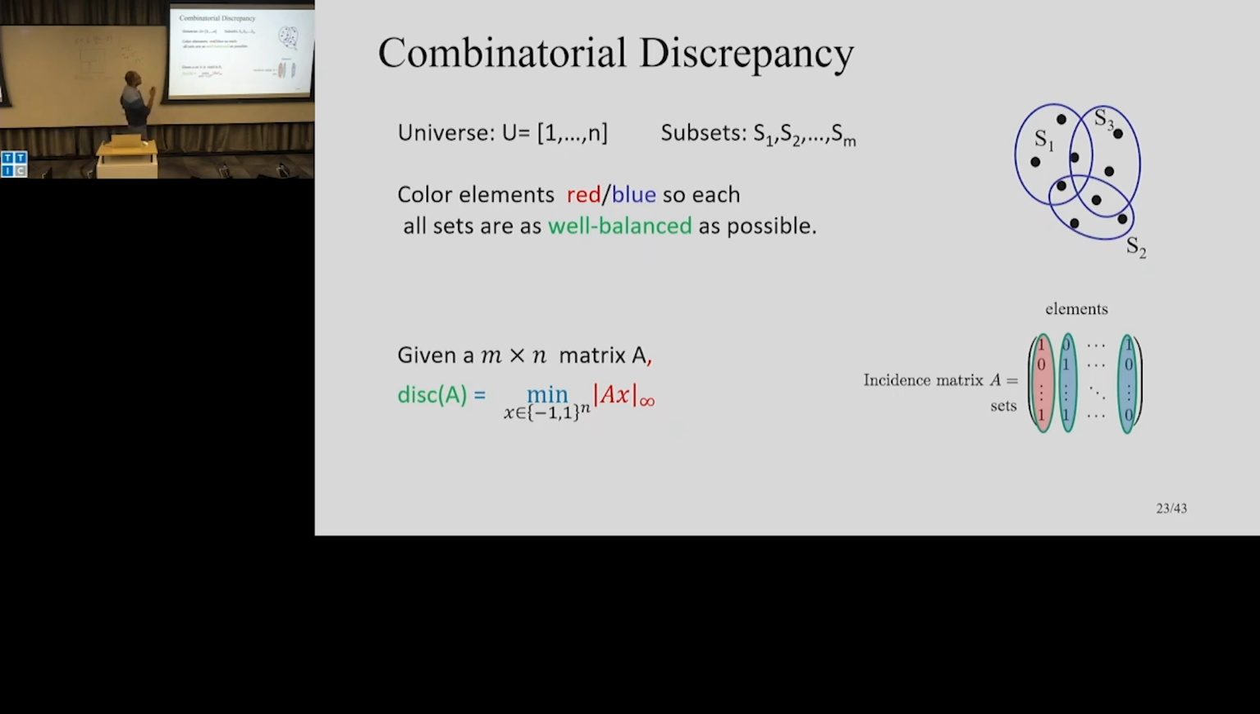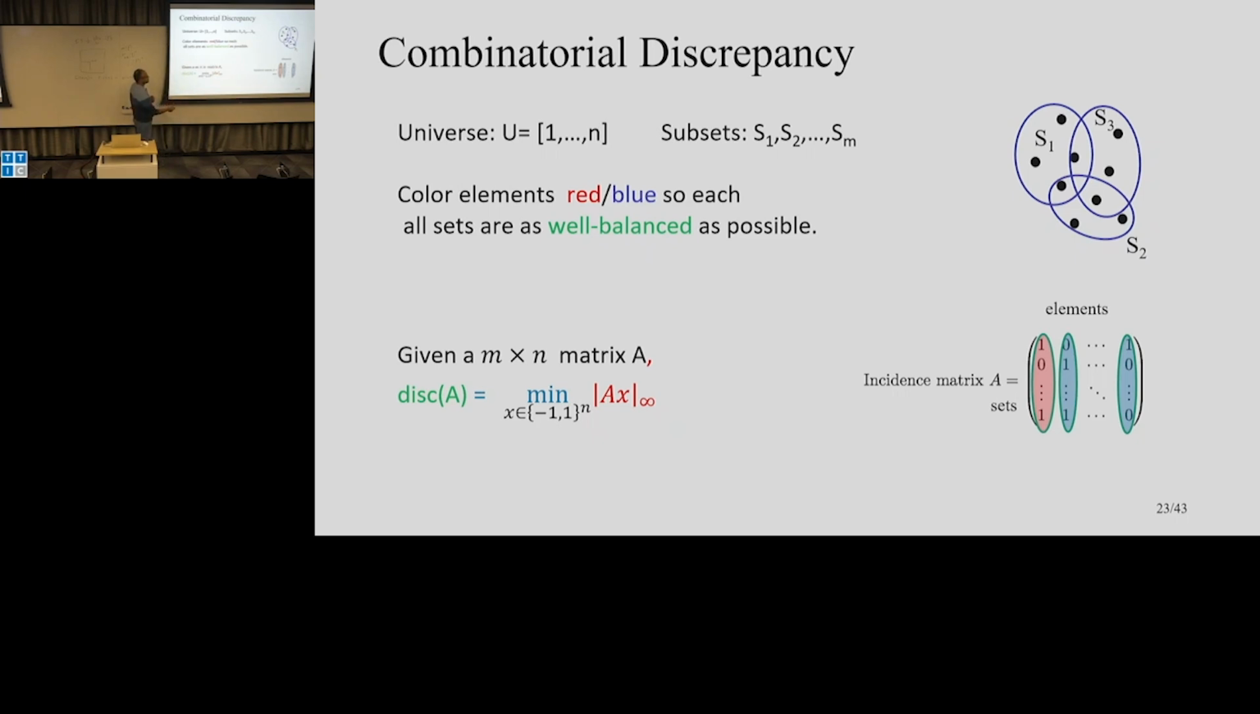This notion was studied by combinatorialists starting maybe 40, 50 years ago. Here you're given a universe of elements, let's say 1 through n, and some arbitrary subsets of this universe. Your job is to color these elements red or blue, and you want to make these sets as well balanced as possible. More formally, let's say instead of red and blue, you want to color your elements +1 and -1. And I can think of this as a matrix.